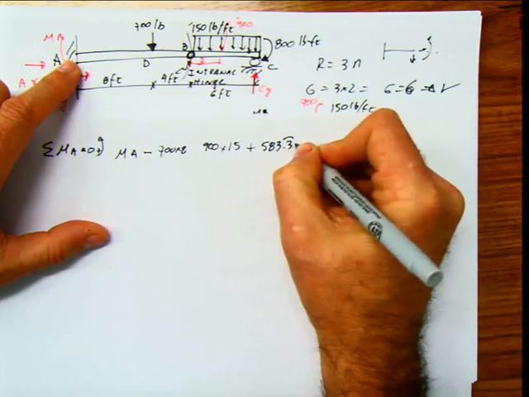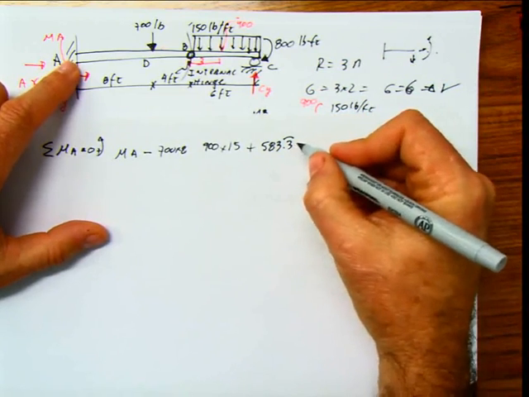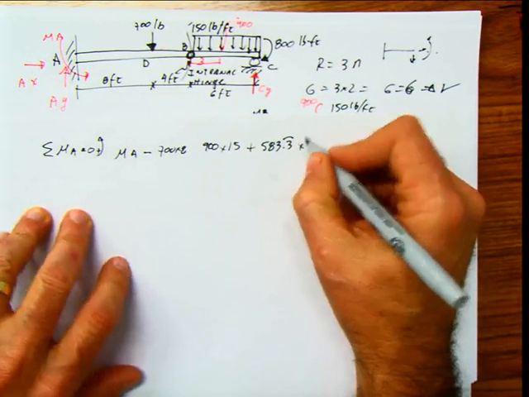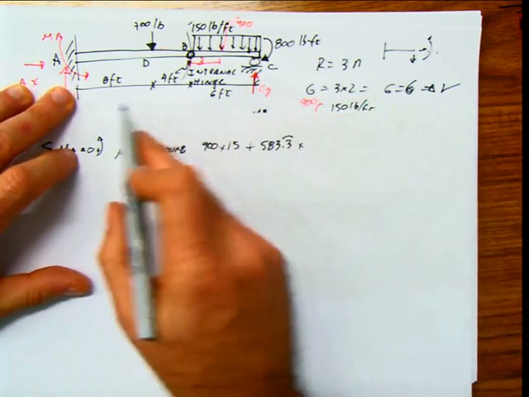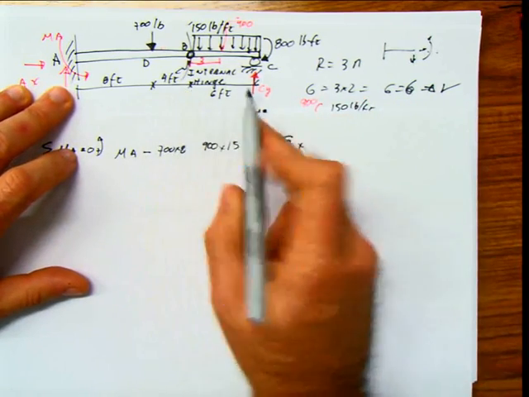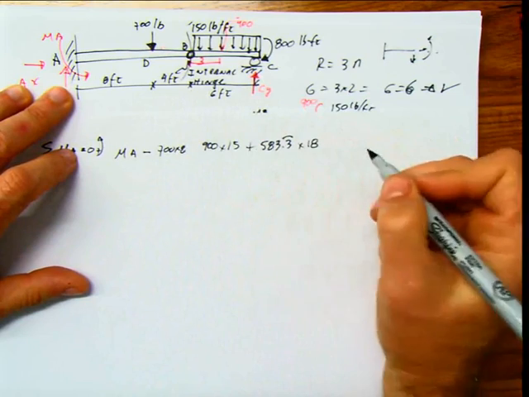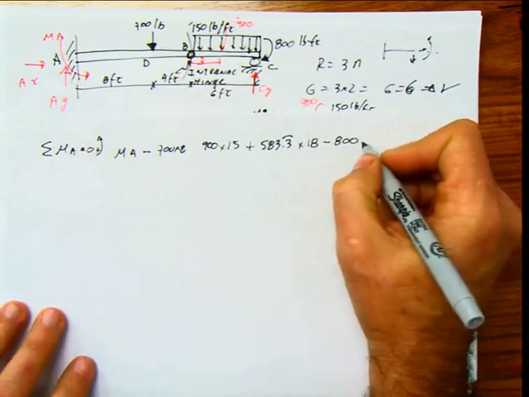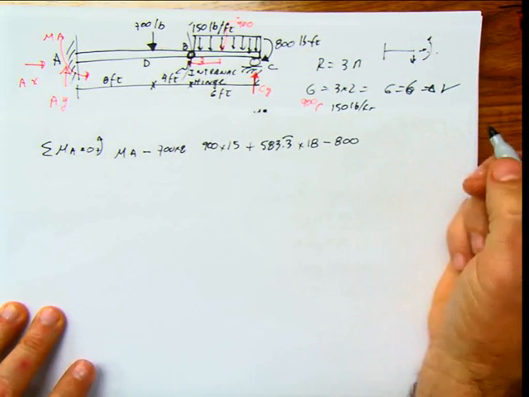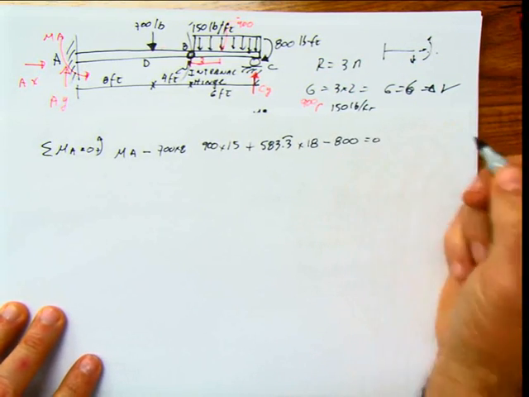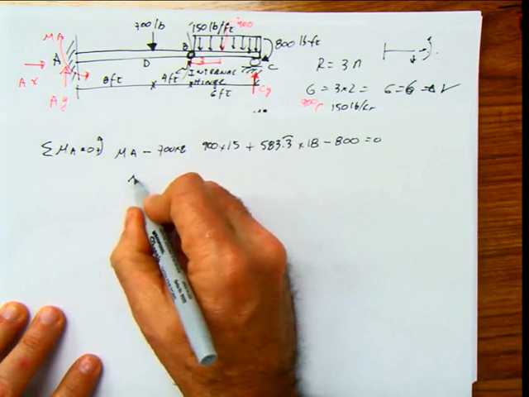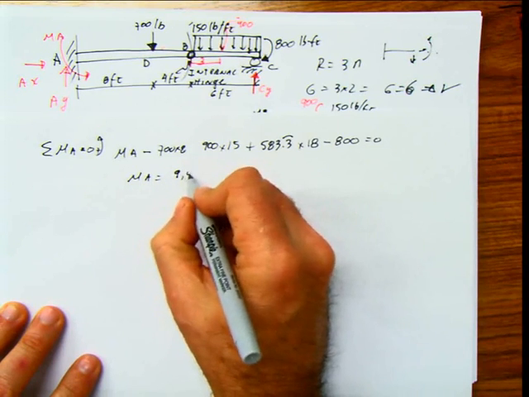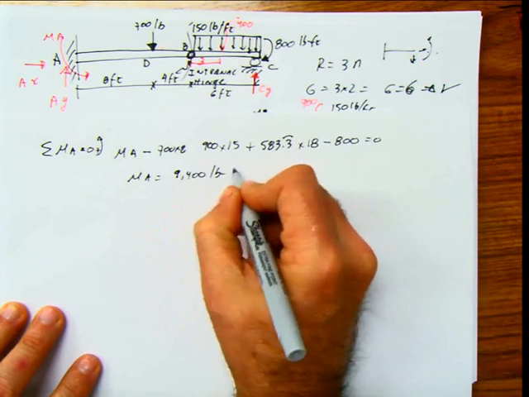Remember, this is periodic. I want you to put all the decimals in that. Times the distance from here to here, the distance is 8 plus 4, 12, plus 6, 18, minus the moment, equal to 0. I don't have anything else. And from here you can solve for MA, and MA is 9,400 pounds per foot.